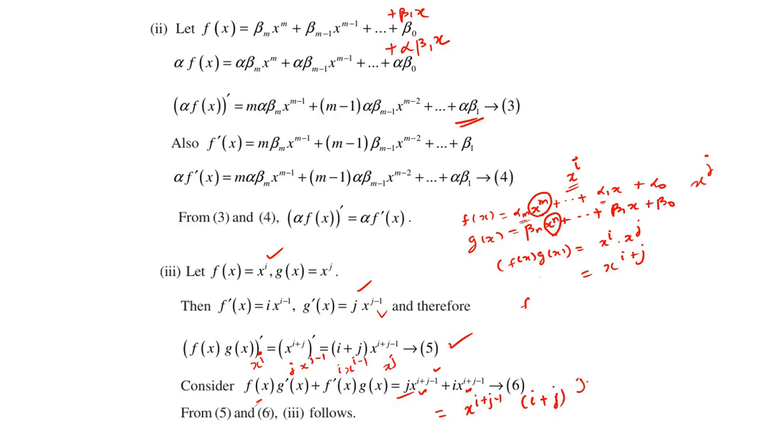So if we name this as 6, from 5 and 6, both are the same. So from 5 and 6, we have the third rule, namely the product rule, follows.